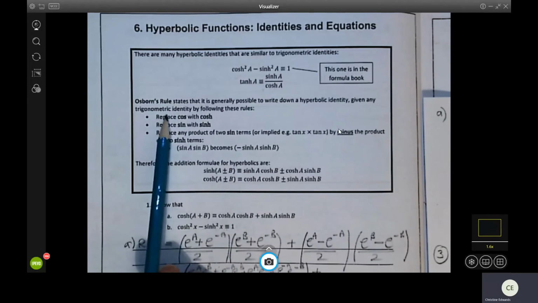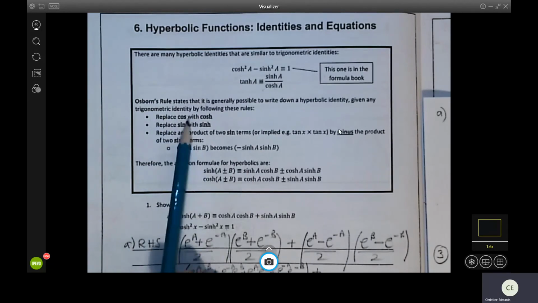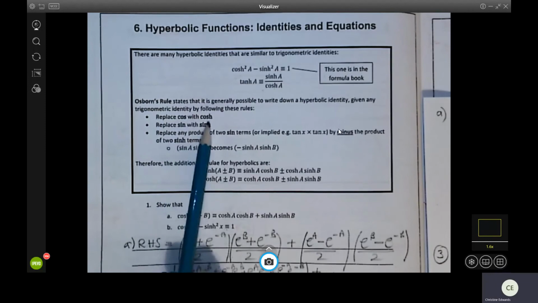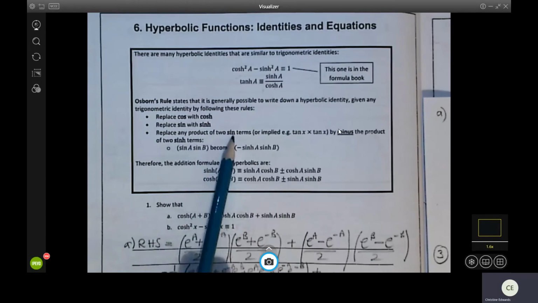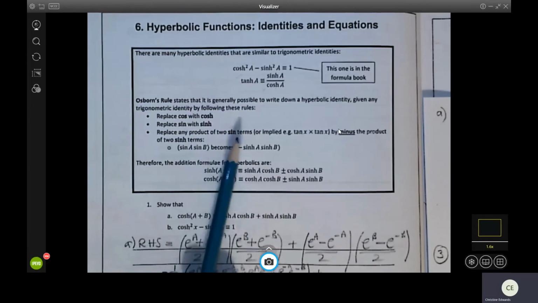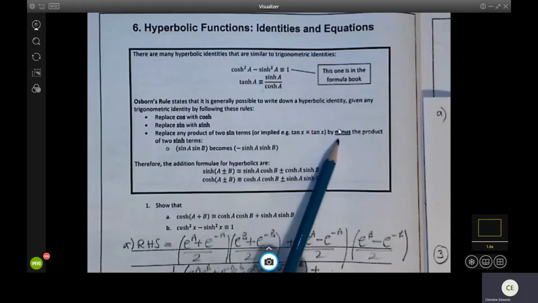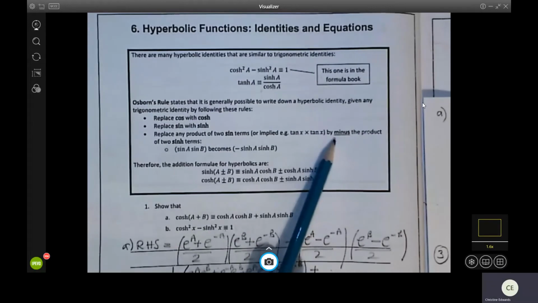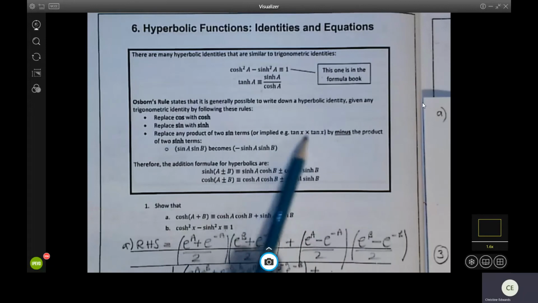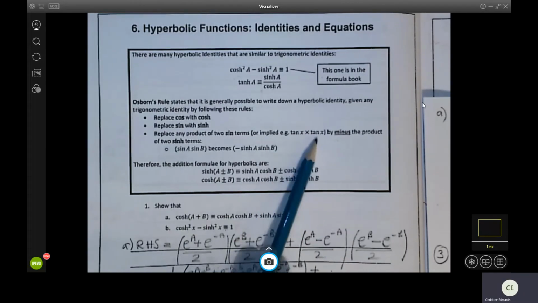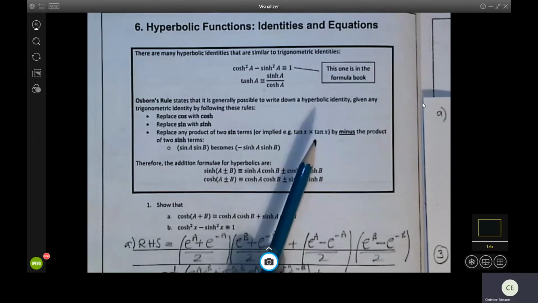Osborn's rule states that we can take a trig identity, replace cos with cosh, sin with sinh, and any product of two sines, so a sine squared, with sinh squared and a minus sign. It may also be that the sine squared is hidden, for example, in tan squared, and that would also gain a minus sign. So we can use our identities from A2.